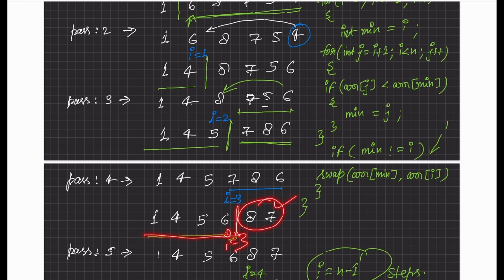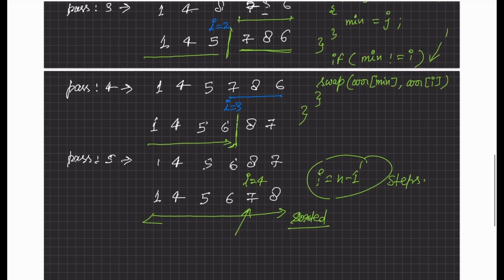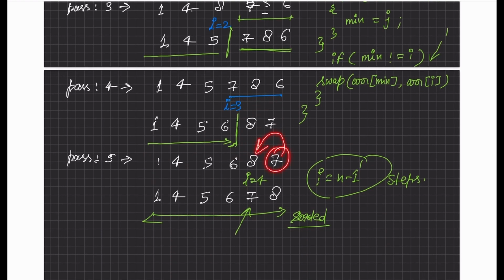Now we are left with 2 elements only. In the last part, we can clearly see that this element is smaller than this. This is our I, this is our J, and J is equal to the end of the array. We will swap this element because we can find that 7 is smaller than this element. The last element is already sorted. If we are sorting till step n-1, then the last element would automatically be sorted.